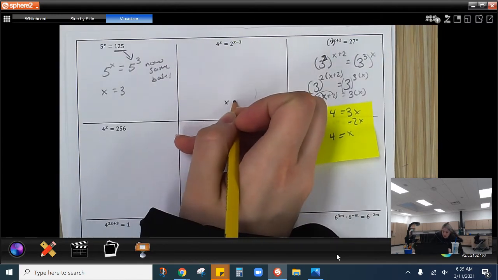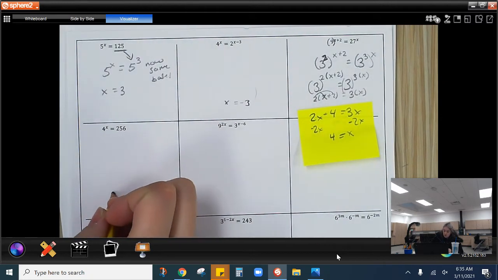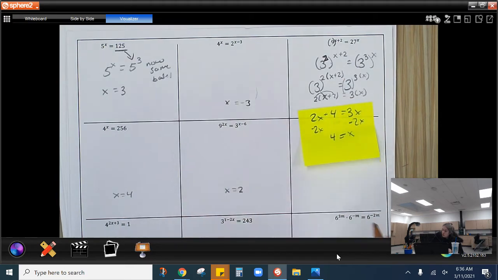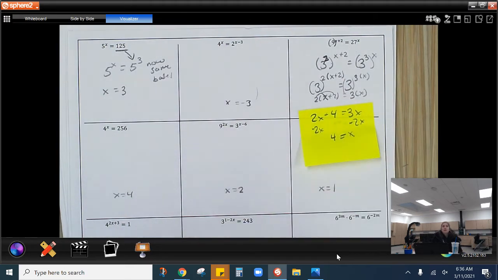All right, so for this one, you should get x equals negative 3. For this one, you should have gotten x equals 4. For this one, x equals 2. And for this one, x equals 1. If you want to see those problems actually worked out, please go check my note key.